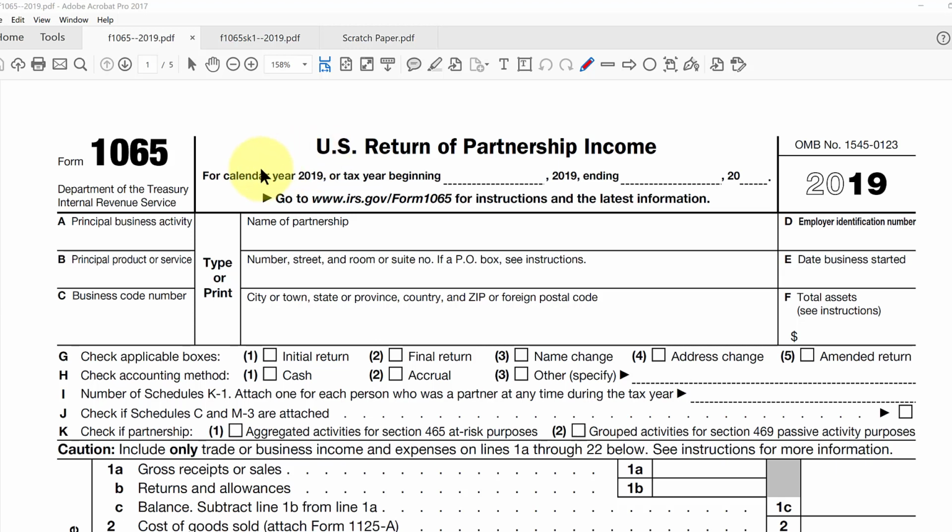Okay, class, in this video, we're going to take a look at this Form 1065, which is the partnership income tax return for the year. Now, before we look at the specific fields and schedules on this form, we have to ask ourselves, where are the numbers coming from to fill in this form?